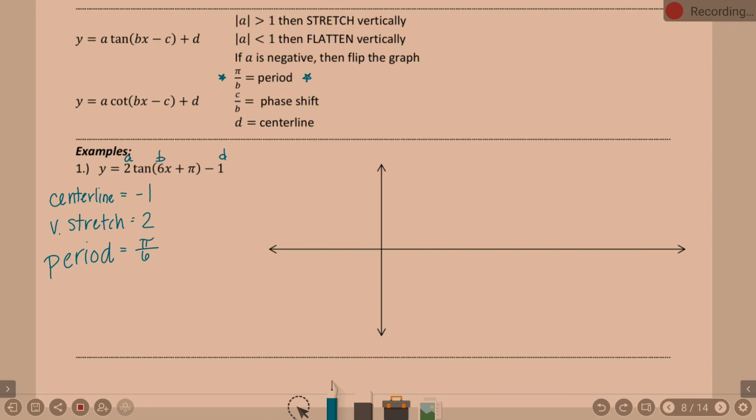And we need to talk about a phase shift. What about our phase shift? Okay. Phase shift, this is the same old, right? C over B, opposite the sign, so it's going to be pi over 6. Since that's a plus, we're going to say minus, or you're going to write the word left. You're going to do something with it. Okay, do we have everything?